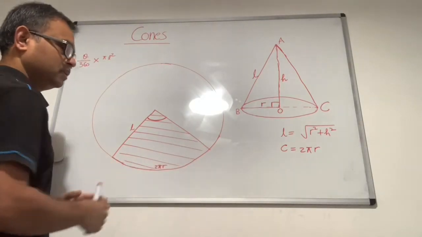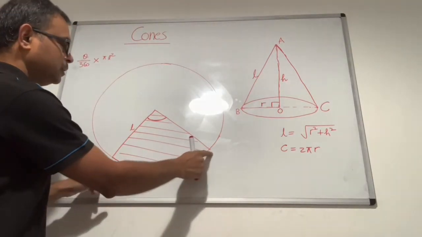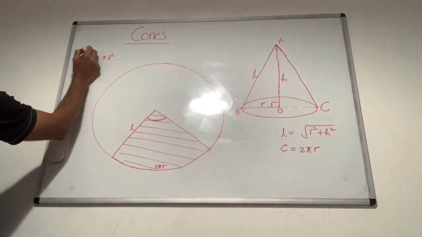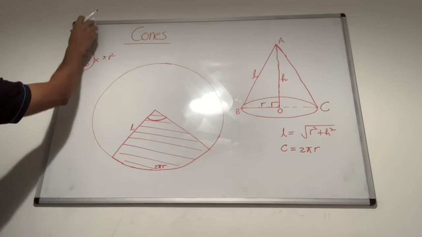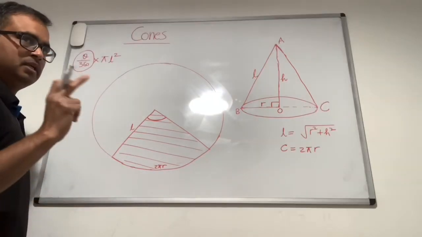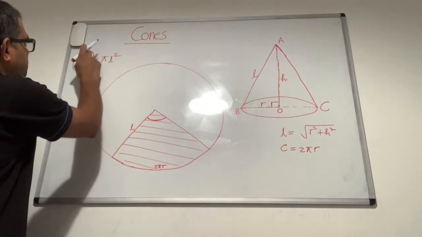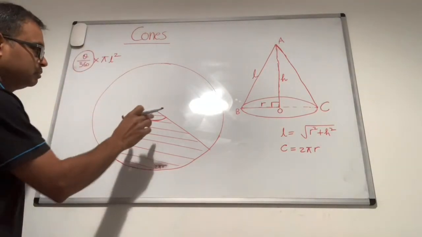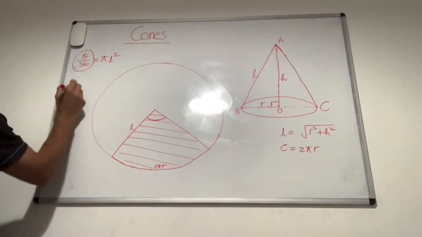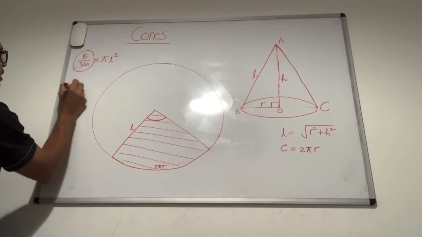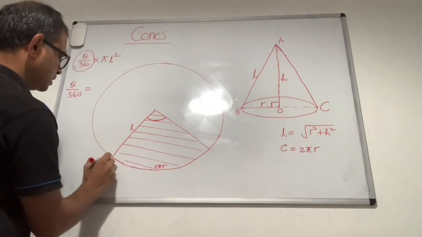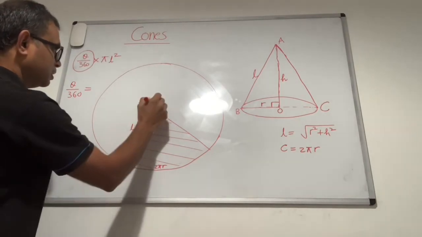Now here, you know this portion, and you know the whole portion as well. This theta by 360, what you have learned earlier, can you replace with something? See here, this is a ratio, theta by 360, this angle to the whole angle. I can write theta by 360 is equal to this sector.